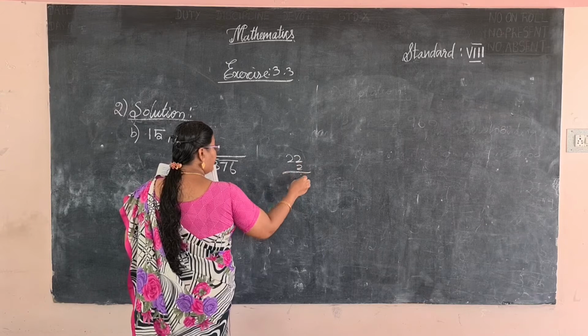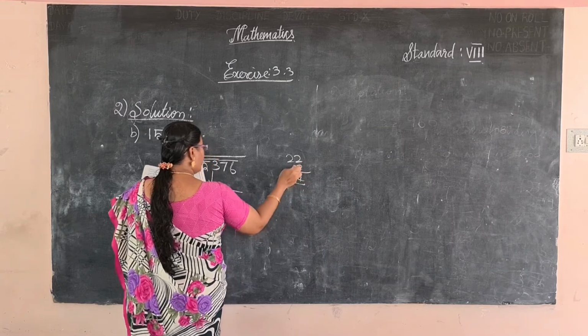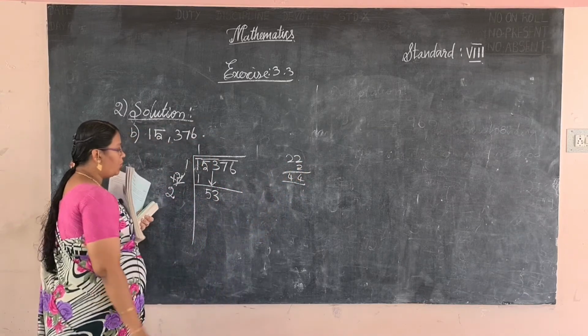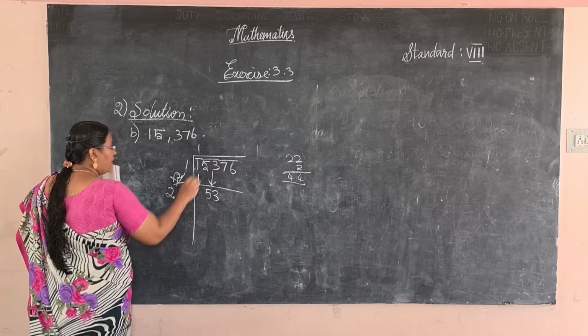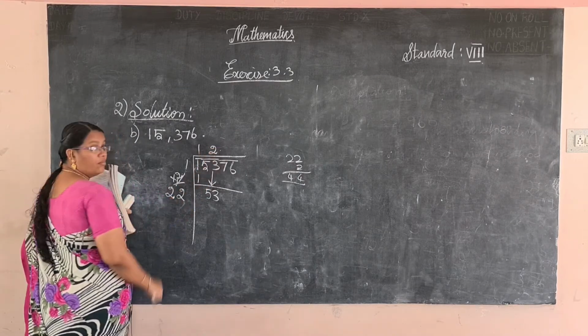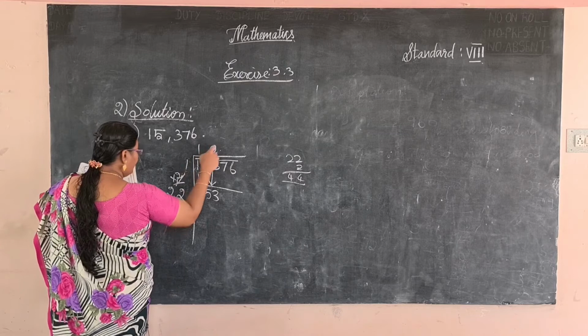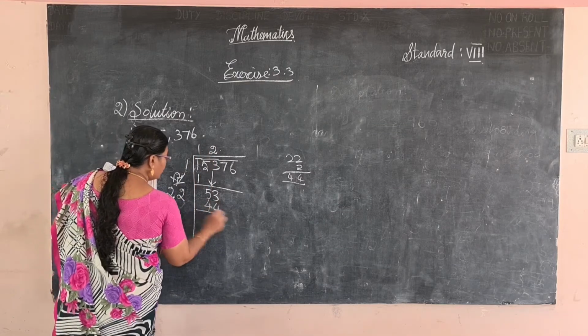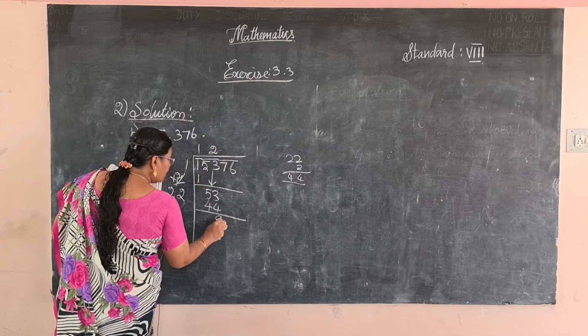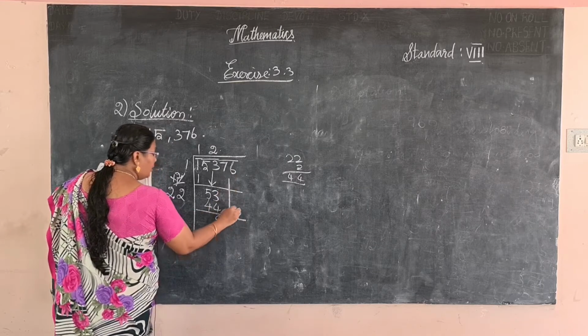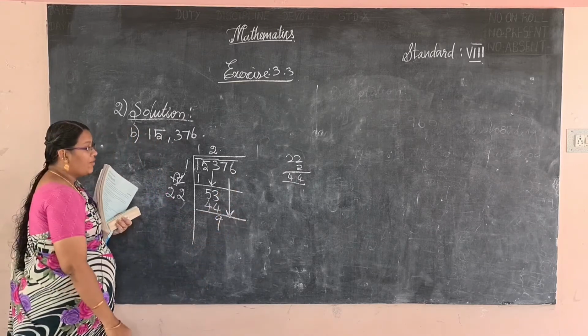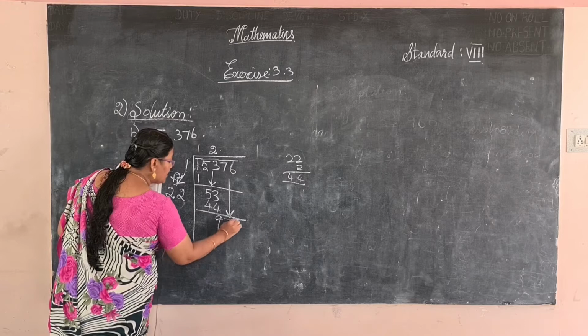2 2s are 4. So multiply the quotient and divisor by 2. 22 2s are 44. The remainder is 9. Now bring down the next pair of digits, 76.